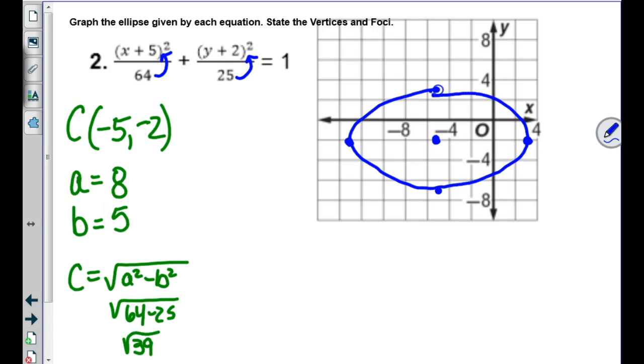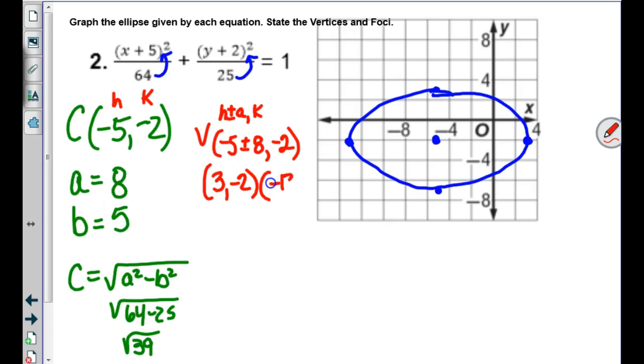Okay. So let's use the recipes and then we'll go back to our drawing and see if it makes sense. What is the recipe for vertices when the bigger number was under the x? h plus or minus a, comma k. Is everybody finding that? So what are those numbers? This is h and k. So we'd have -5 plus or minus 8, comma -2. And I don't want you to leave it like that. Tell me what those numbers are. What's -5 plus 8? And -5 minus 8. Does that make sense that this was -13, -2, and this was +3, -2? That seems okay.